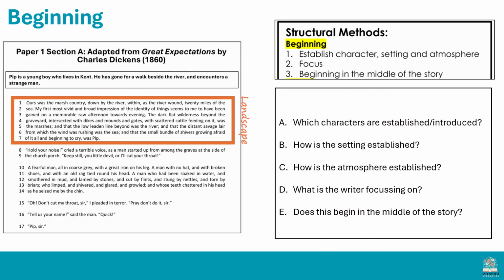Let's think about the beginning in a little bit more detail then. So we know it's about the landscape. But what else can we say about this? Well, if we use the list on the knowledge organizer, we can kind of turn that into questions to ask ourselves. So A, which characters are established or introduced?